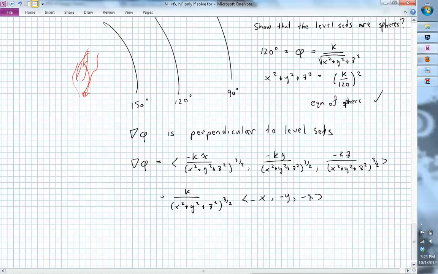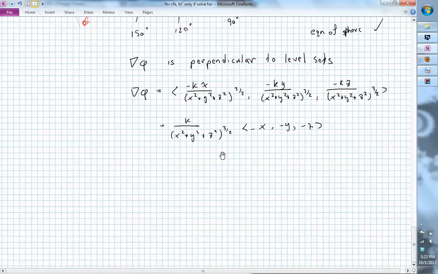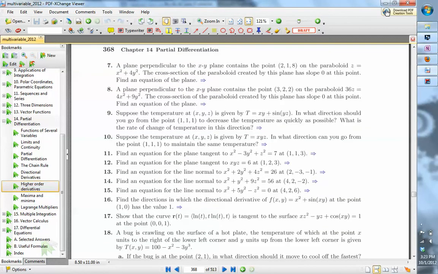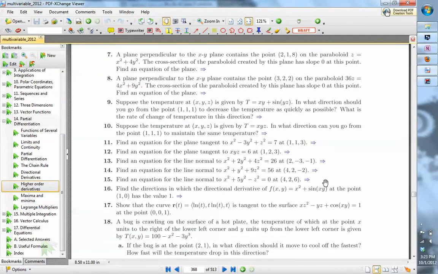All right, again, there's a lot going on here. You've got to go home, you've got to read it, you've got to think about it, but let's do an example. The example that I want to do, let's just pull one from the book here. How about something like 11? Find an equation for the plane tangent to this guy at the point 1, 1, 3.